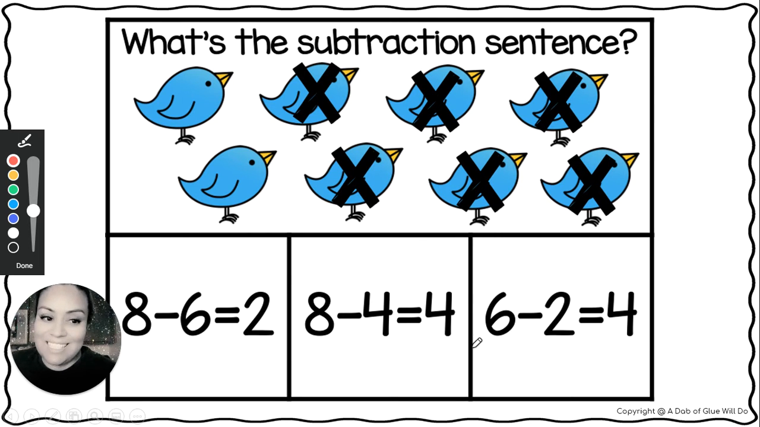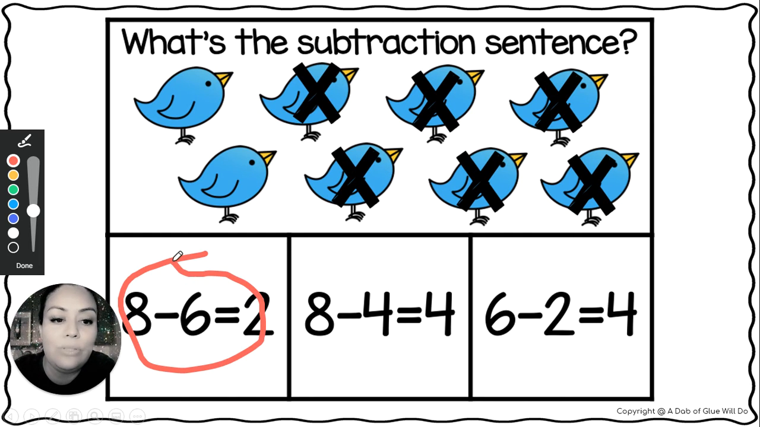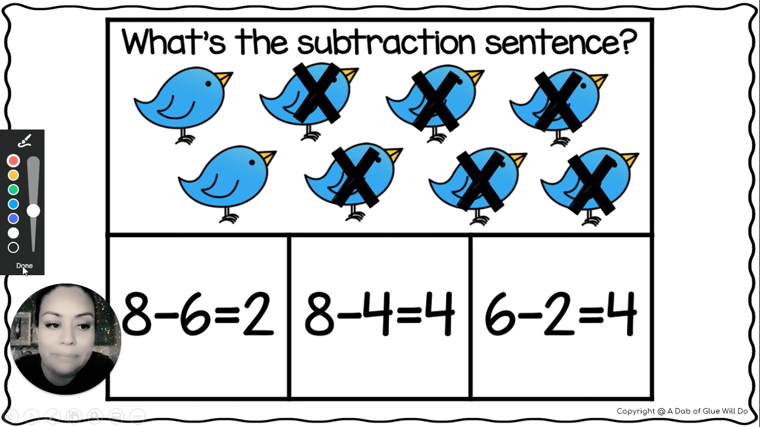Subtraction sentence. How many birds do we have total? I see that we have 8 birds. And how many flew away? They're crossed out, so how many flew away? 1, 2, 3, 4, 5, 6. We have 8, and 6 flew away. What's 8 minus 6? That's right, it's 2. 8 minus 6 equals 2. Good job.